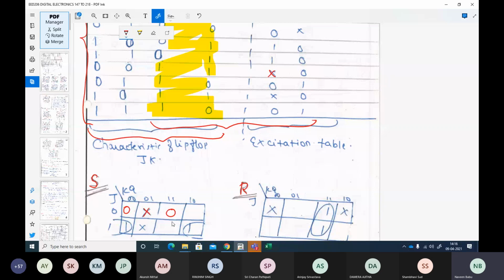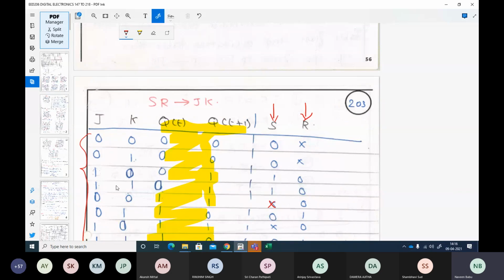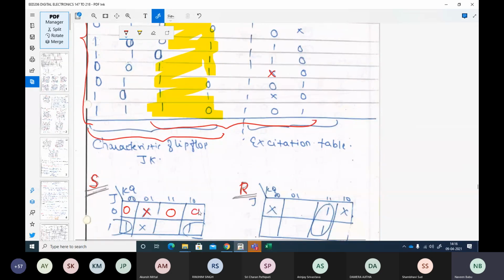Then 0, 1, 0. 0, 1, 0 also corresponds to 0. Then it is 1, 0, 0. 1, 0, 0 I have here, which is 1. So 1 here. Then it is 1, 0, 1. 1, 0, 1, don't care, don't care. And 1, 1, 0.